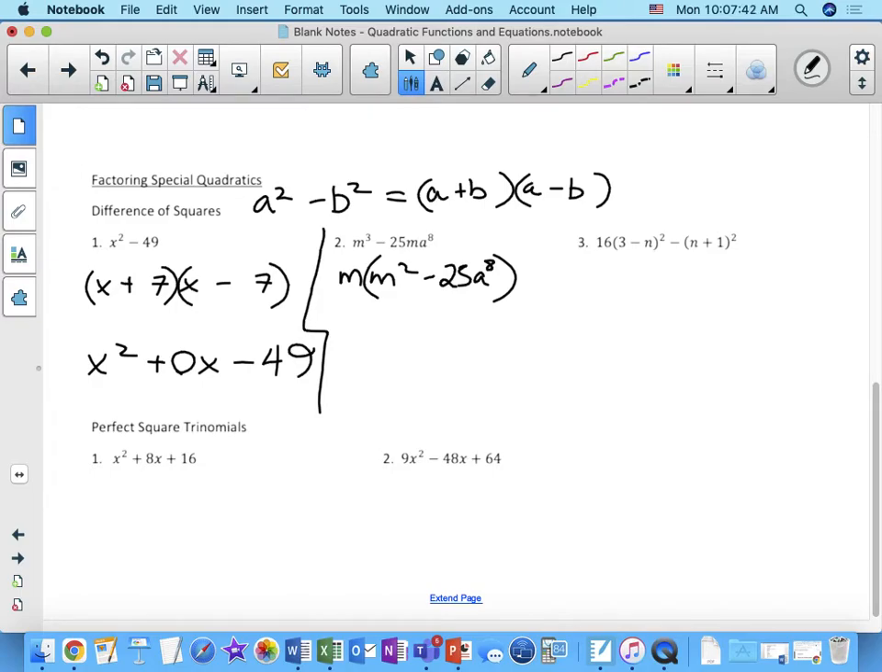Yes, 5a to the 4. Correct. So this becomes a to the 4, a to the 4. And this is a plus, this is a minus. There we go.